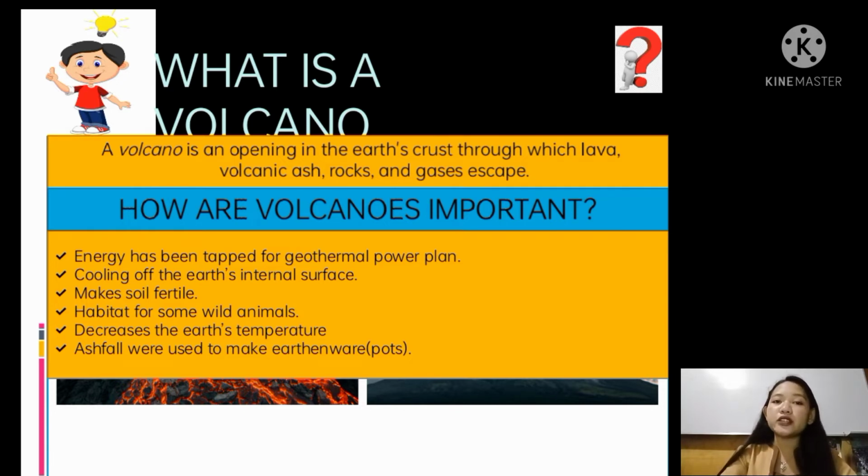Next, we have cooling of the Earth's internal surface. We have discussed earlier that volcanoes are very important to cool off the Earth. They are the way to release and lessen the gradually increasing heat of Earth's interior.